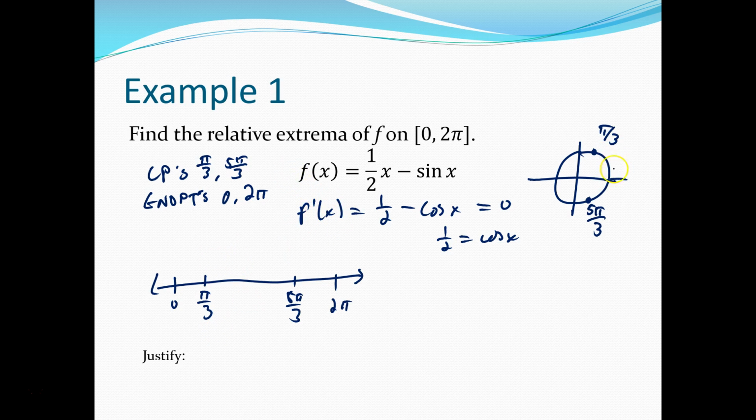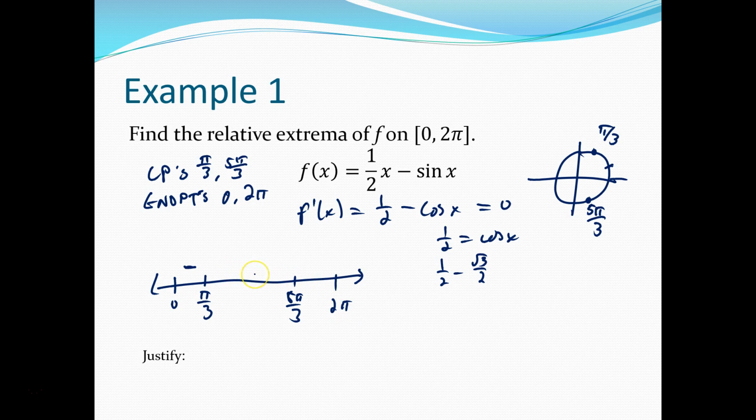Let's try pi over 6, which is right here. That's between 0 and pi over 3. Cosine of pi over 6 is root 3 over 2. So we would have 1/2 minus root 3 over 2. 1 minus root 3 is like negative 0.7, something like that. So it's going to be a negative number over 2, so we have a negative value there.